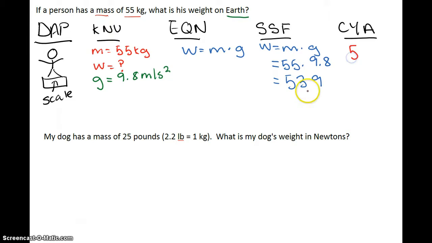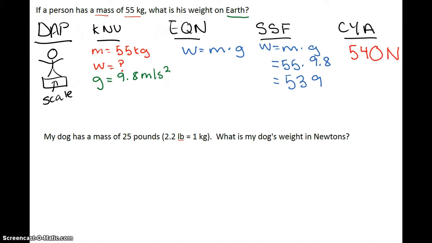So we'll write 5, round the 3 up to a 4, and then because this is in the 500s, our answer can't be 54, it must be 540. And our units for weight are the same as force, because weight is a type of force. Our units are newtons, so our final answer is 540 newtons.